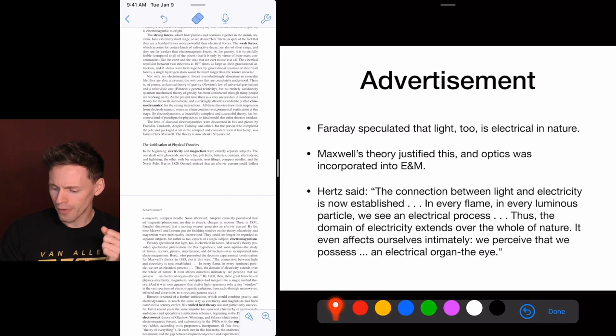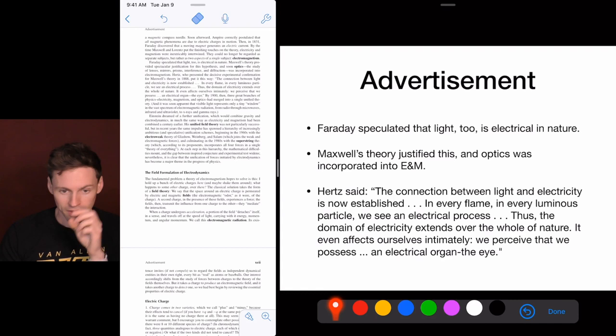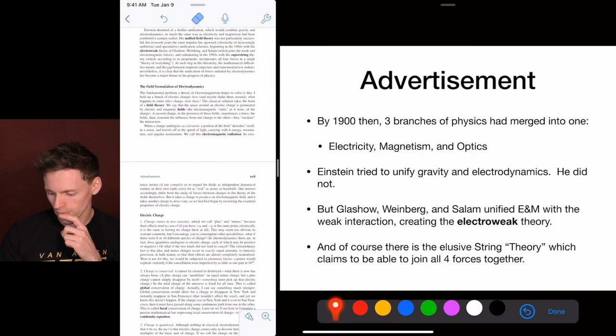Faraday speculated that light was electrical in nature. Maxwell's theory justified this, and optics was incorporated into E&M. Then Hertz said that the connection between light and electricity is now established. In every flame, in every luminous particle, we see an electrical process. Thus, the domain of electricity extends over the whole of nature. It even affects ourselves intimately. We perceive that we possess an electrical organ, the eye. So our eye detects electrical things, by electrical pulses, I guess.